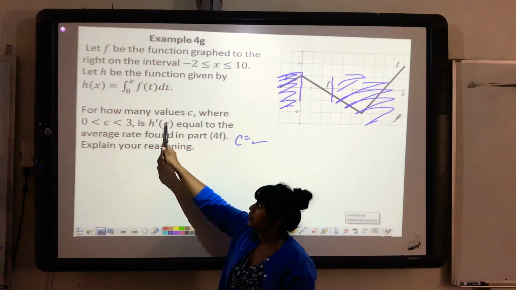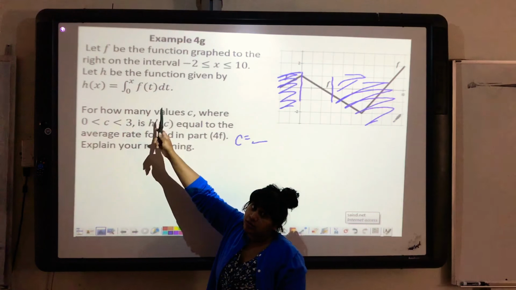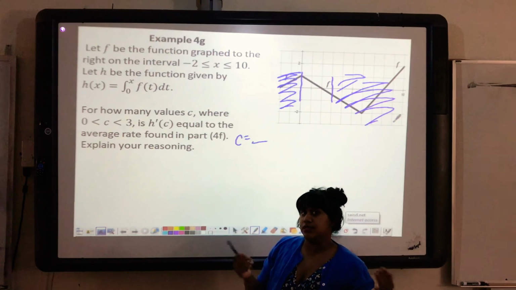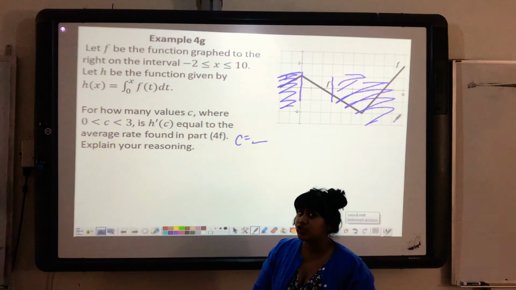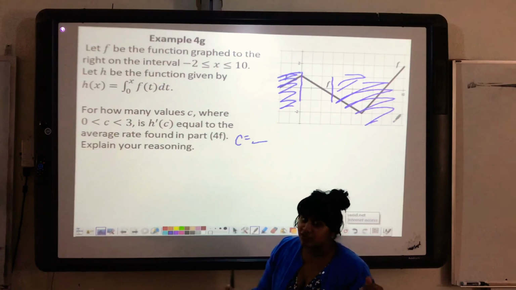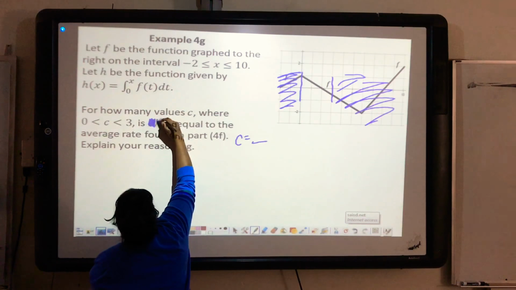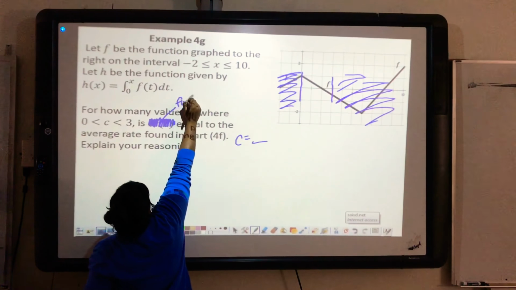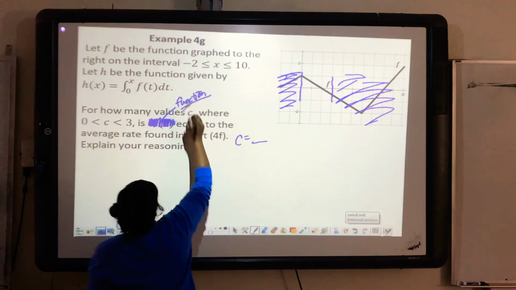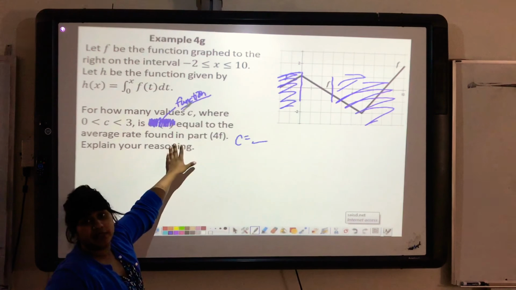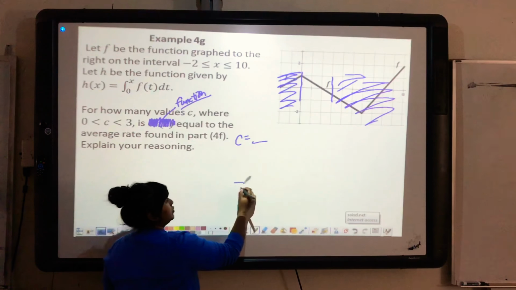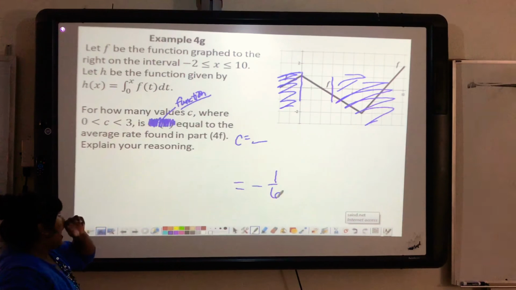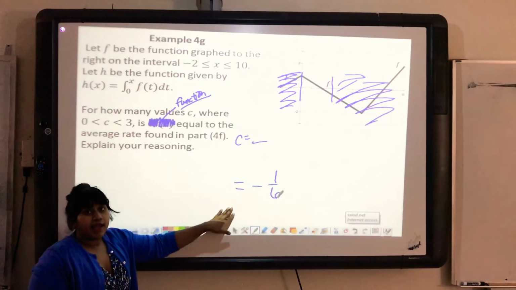We're taking the derivative of our integral. So the derivative of an integral, the fundamental theorem of calculus tells me, is not equal to my derivative, it's not equal to my integral, it's now equal to my function. They cancel out. So this is just saying, where is my function equal to the average rate we found in the previous one? So we already know that equals -1/6. We figured that out in the last slide. All we have to figure out is what's on this side.